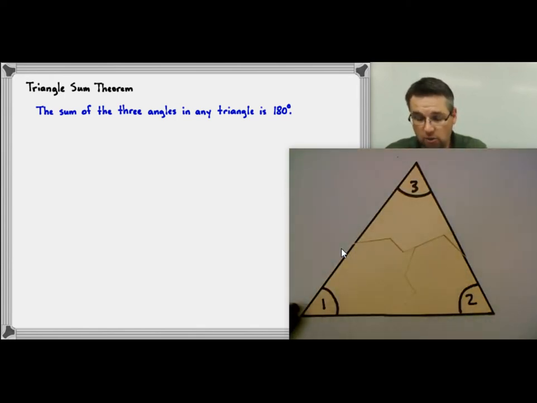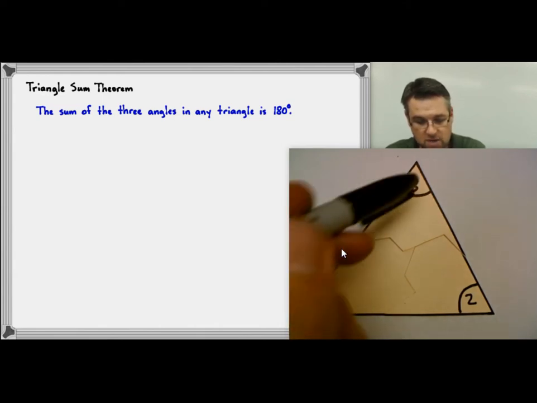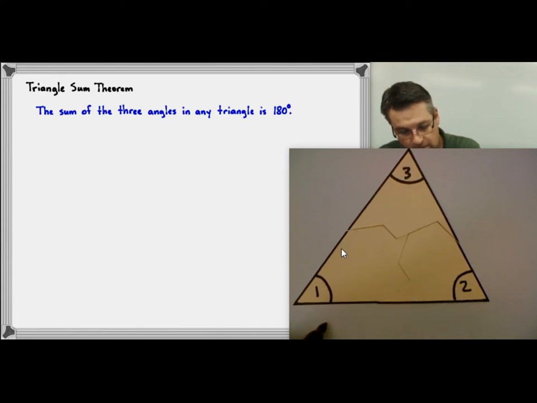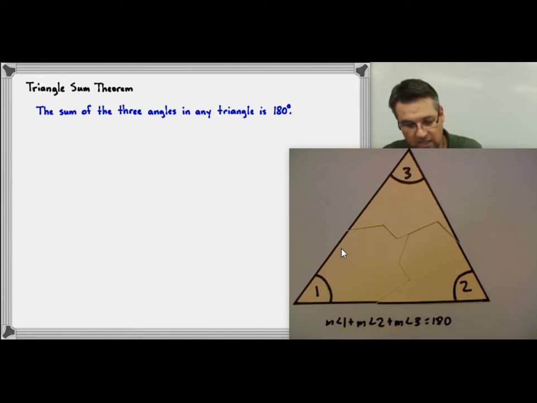Here I've got a triangle, and you can notice that I cut it up so we can manipulate this a little bit, but I got the three angles. So I should be able to say that the measurement of angle 1 plus the measurement of angle 2 plus the measurement of angle 3 equals 180 degrees. Well, how could I show that?